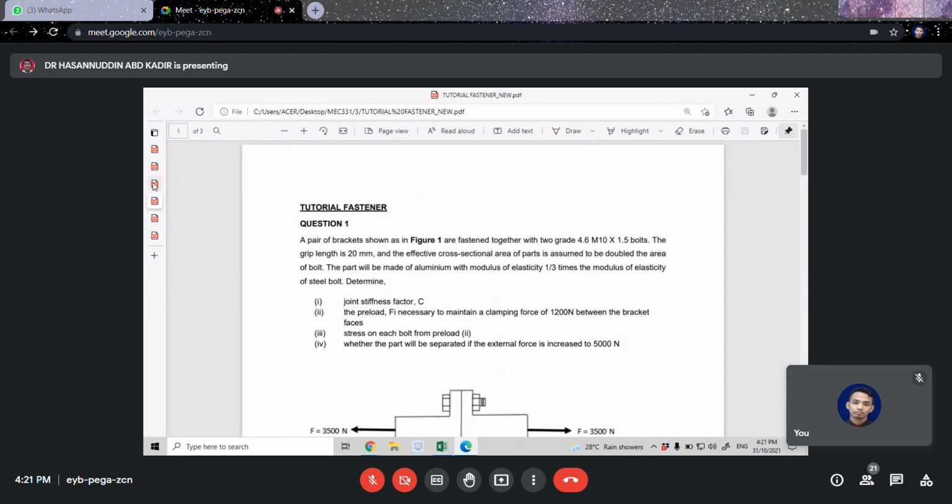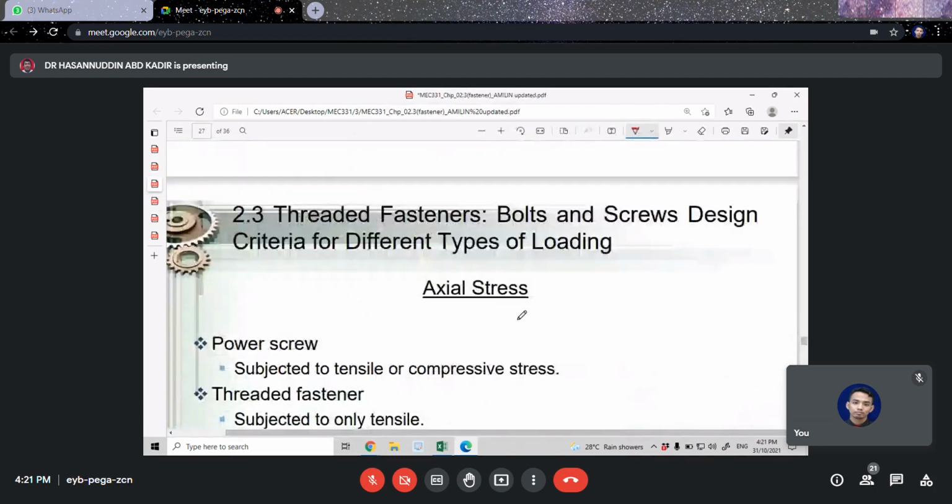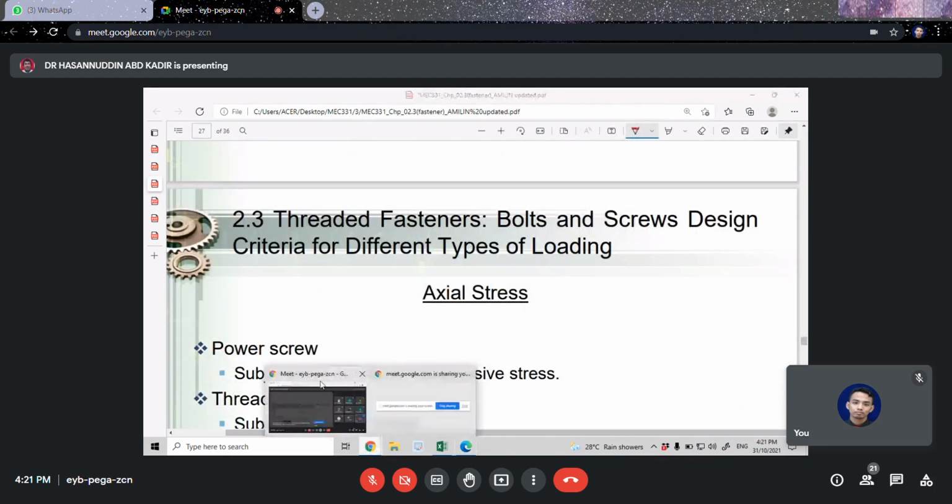So setakat ni clear tak? Ada soalan ke nak tanya? Laju sangat ke apa ke?